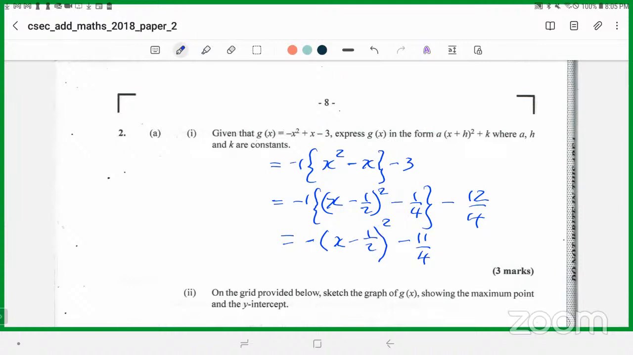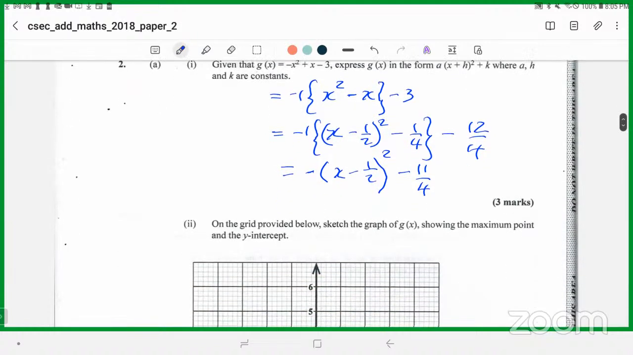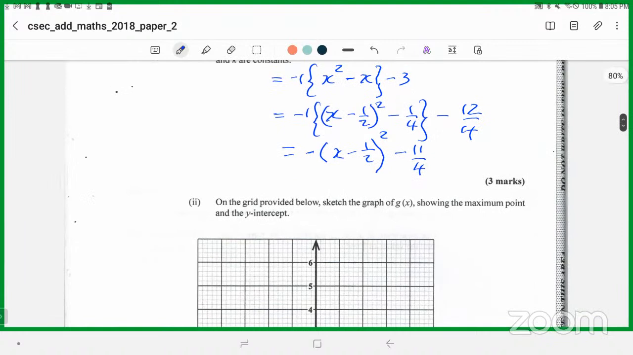Then it says, on the grid provided below, sketch a graph showing the maximum point and the y-axis intercept. Now based on this, let's see what the maximum point is. The maximum value is when this equals 0. So the maximum point is when this equals 0, that x value is a half, and this is the maximum value, which is negative 11 over 4.